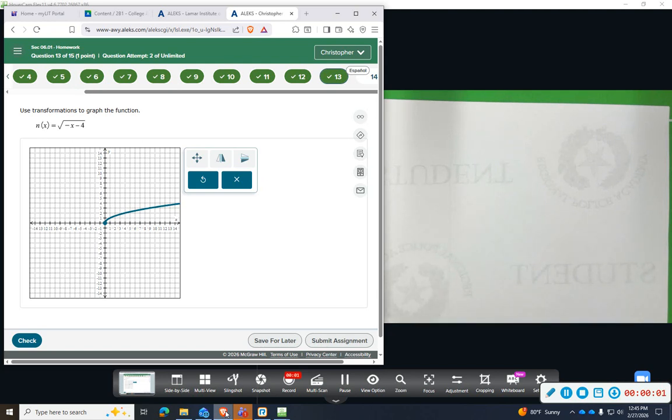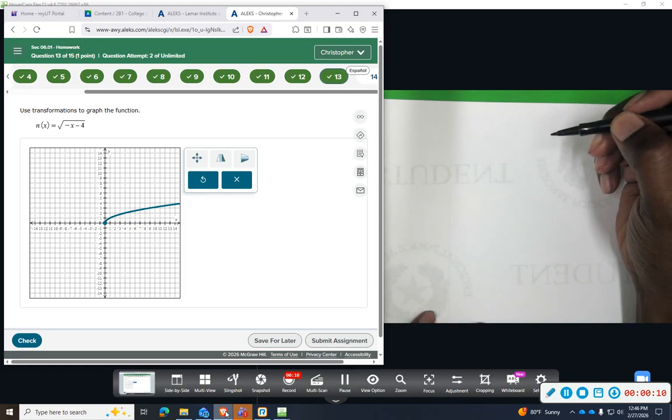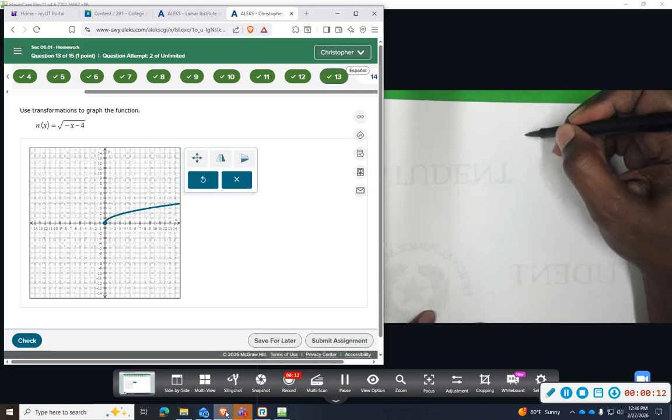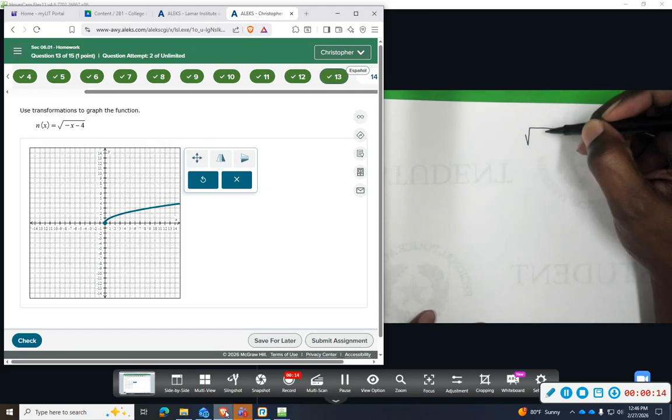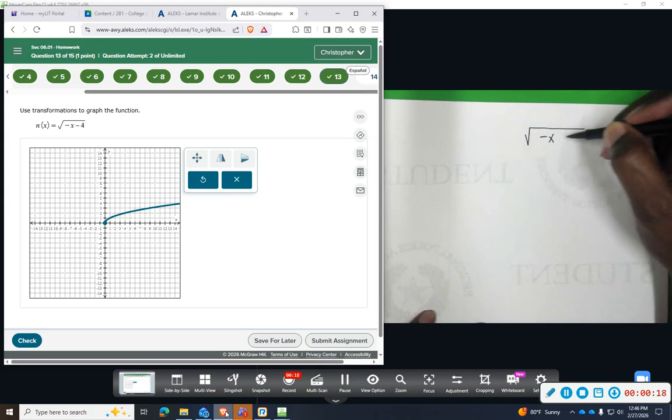All right, number 13, we want to use transformations to graph the function n of x. So let me just point out a couple things. You want to follow order of operations. Inside the bracket or the radical, you have a negative x minus 4.